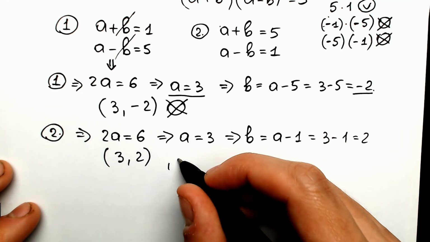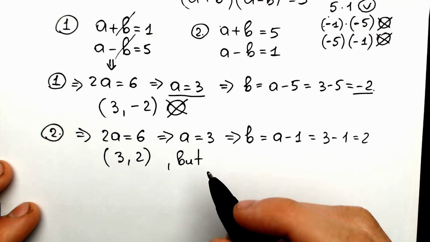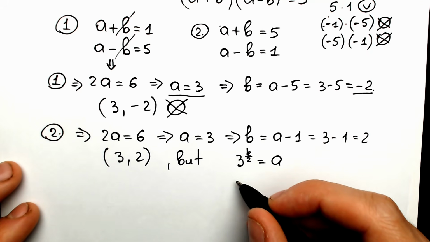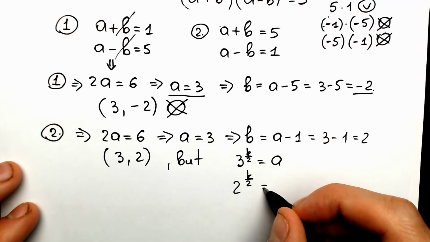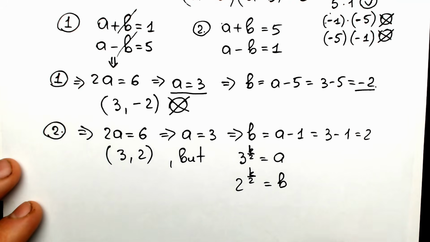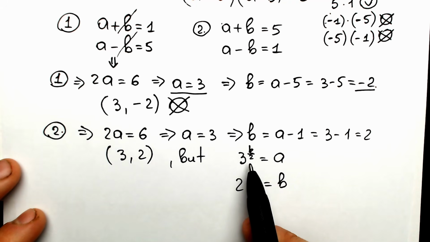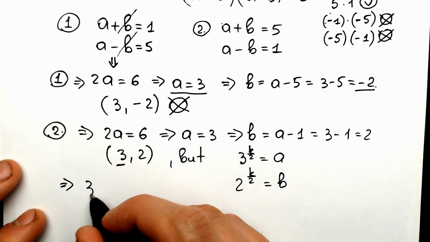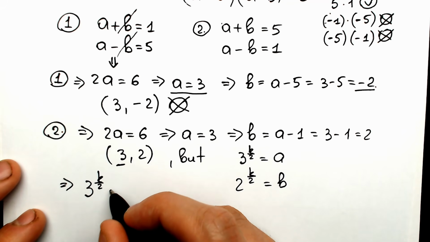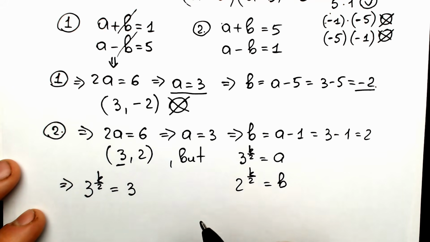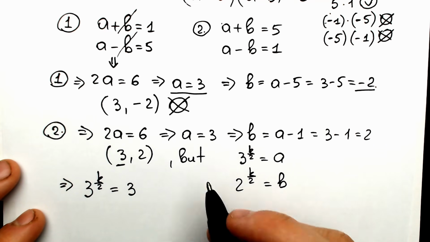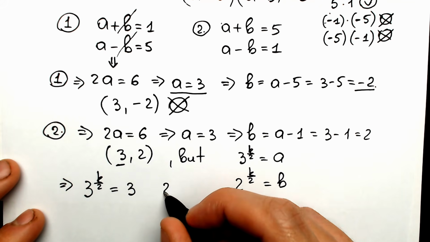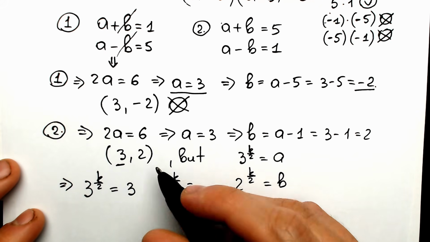So we write that 3 to the power k over 2 equal to a, and 2 to the power k over 2 equal to b. So let's solve it. First of all, we have 3 to the power k over 2 is equal to a, equal to 3. And of course, these both roots need to be good for both cases at the same moment. So we have 2 to the power k over 2 equal to 2.